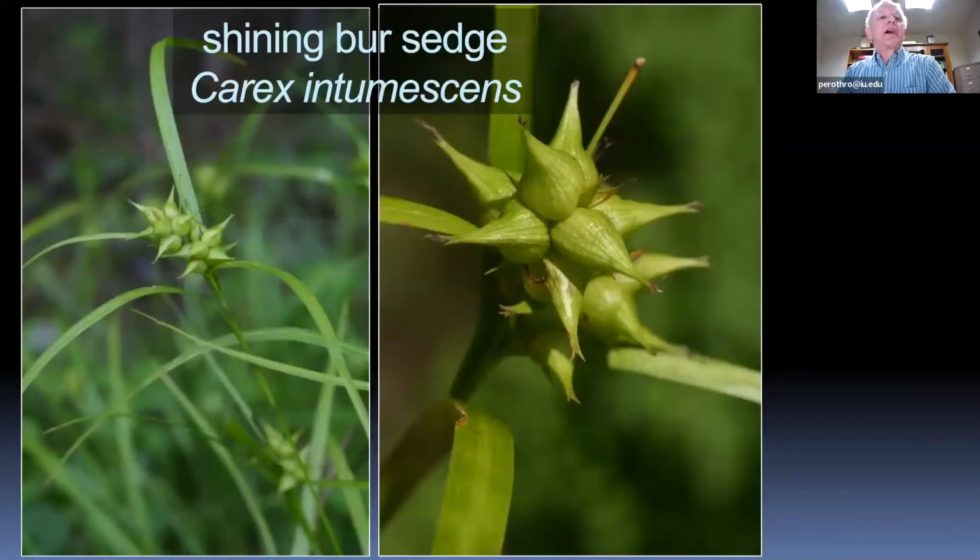Not all species in the hop sedge group have cylindrical female spikes. Several, such as the shining burr sedge, are more mace-like. But all members of the group have remarkably large perigynia, where these range from 1/2 inch to 1 inch in length.